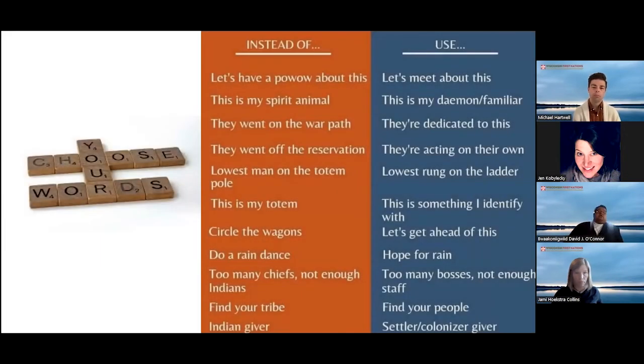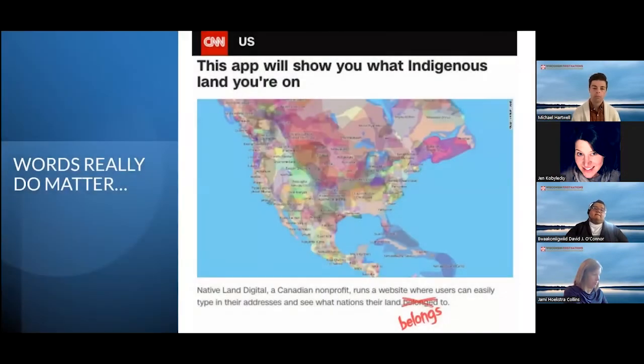So choosing our words is huge, folks. Instead of saying things like, let's have a powwow about this, say, let's have a meeting about this. And instead of saying the phrase I just talked about, lowest man on the totem pole, say lowest rung on the ladder. Instead of saying do a rain dance, say hope for rain. Choosing our words is a huge part of defining our identity or who we are. Words really do matter, folks.